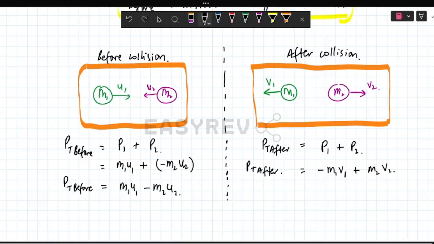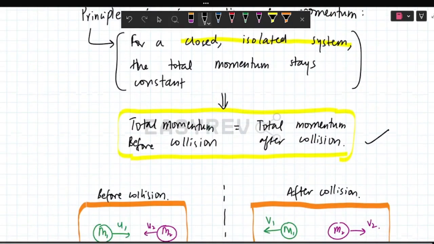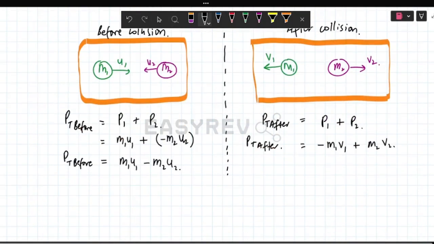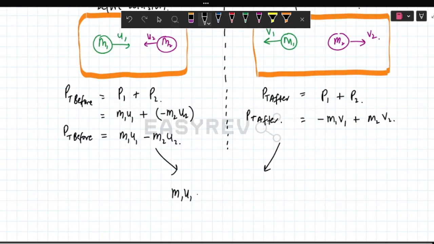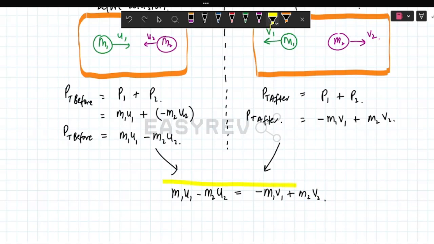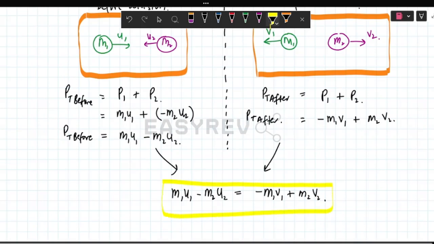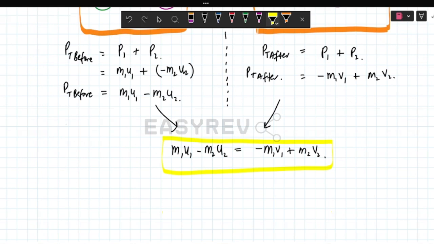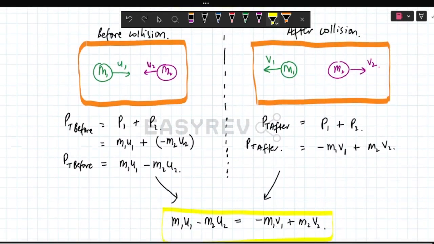And since the principle of conservation of momentum will hold no matter what, we can equate the two in the end to get m1u1 minus m2u2 equals minus m1v1 plus m2v2. And so this becomes our final result. Now this equation, oftentimes you will be asked to construct such an equation before you can even solve some unknown value. The way they can present that unknown value is something like the following.